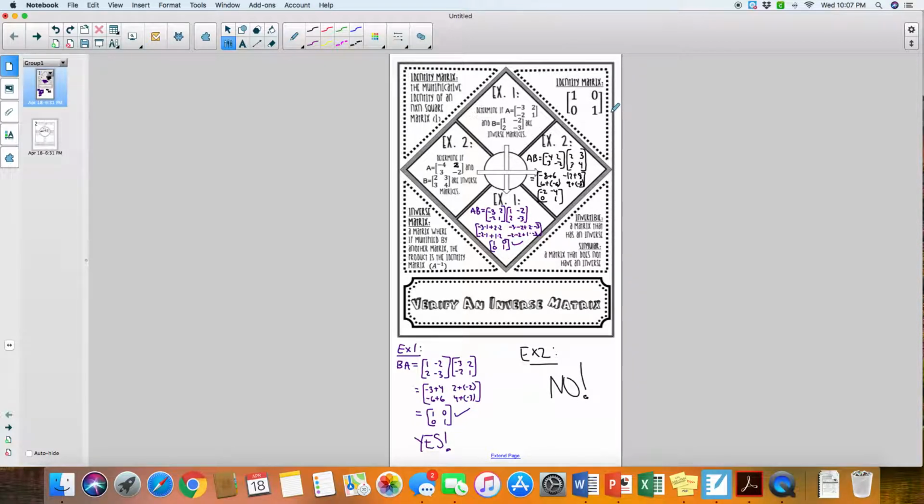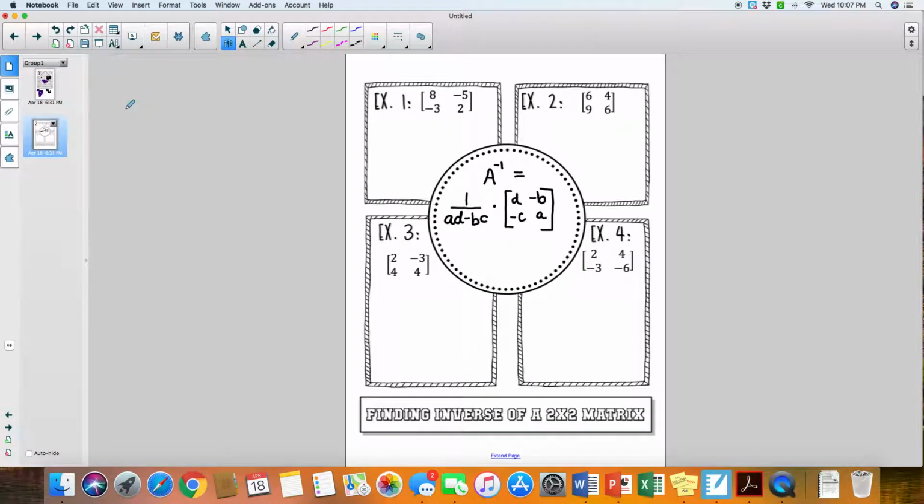Okay, so let's move to the next topic. How do I find the inverse of a given matrix? All right, so there is a formula. That formula is in the middle.